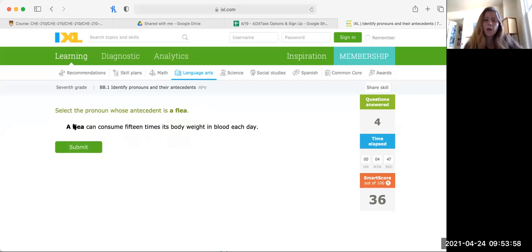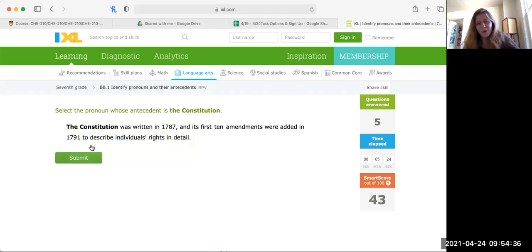Next one we're going to do: a flea can consume 15 times its body weight in blood each day. What is the pronoun here? I think this one's a little bit trickier because it's a flea. But we're going to look at its. That's going to be the pronoun that corresponds to this. It's also the only pronoun in the sentence.